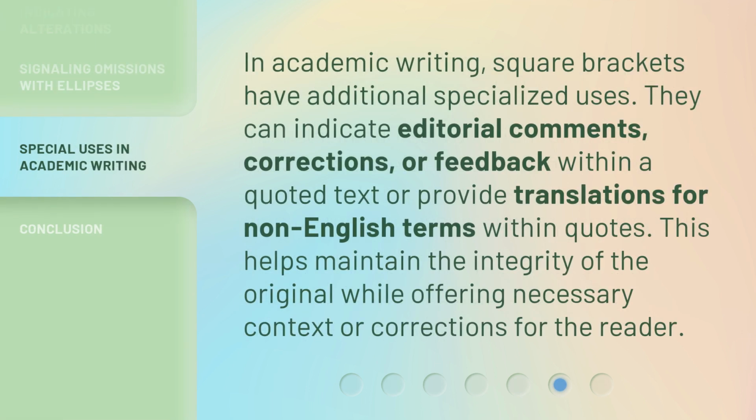In academic writing, square brackets have additional specialized uses. They can indicate editorial comments, corrections, or feedback within a quoted text, or provide translations for non-English terms within quotes. This helps maintain the integrity of the original while offering necessary context or corrections for the reader.